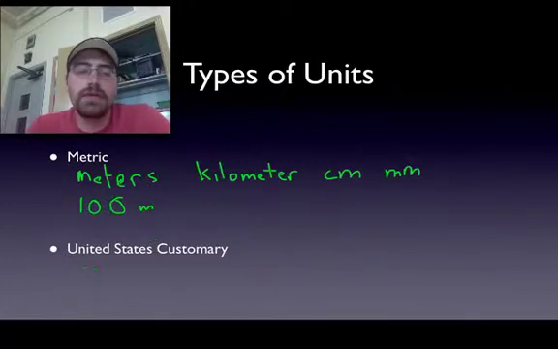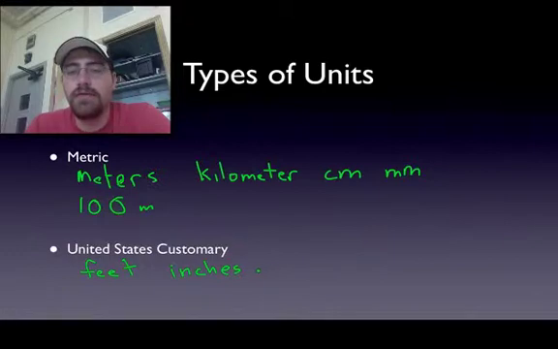The other kind of measurement we talk about is United States customary. And these are going to be things like feet. We measure small things in feet. Really small things we can measure in inches. These are types of customary. For very long distances, we're going to be measuring in miles.